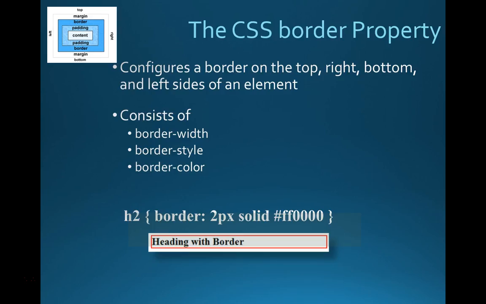Okay, let's continue on. Now, the border is a little bit different. Though the border does have its own individual properties like the border width, the border style, and the border color, you can combine all of these like we did with margin and padding and have a one-liner that simply provides you with the width, style, and color of the border, all in one line, which is really nice.